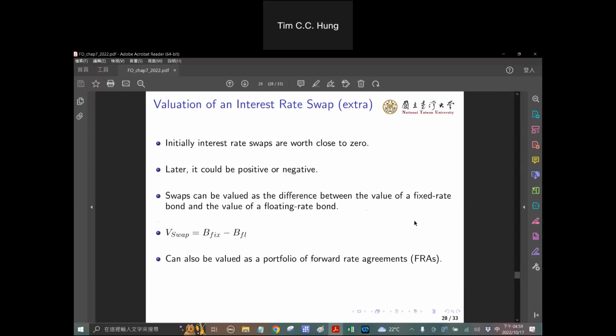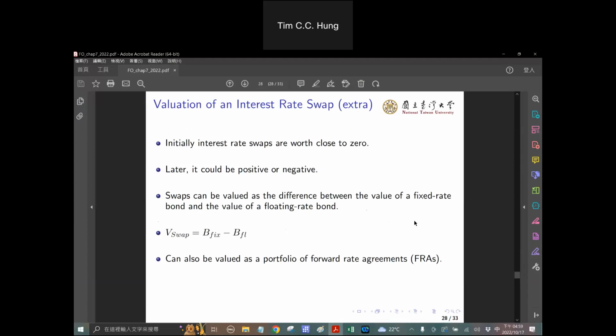So again, at the very beginning of a swap, at the very beginning of a forward contract, at the very beginning of a futures contract, everything is priced so that it's a fair deal to both parties: the short side, the long side, the side that's paying fixed, the side that's paying floating. It's a fair deal.